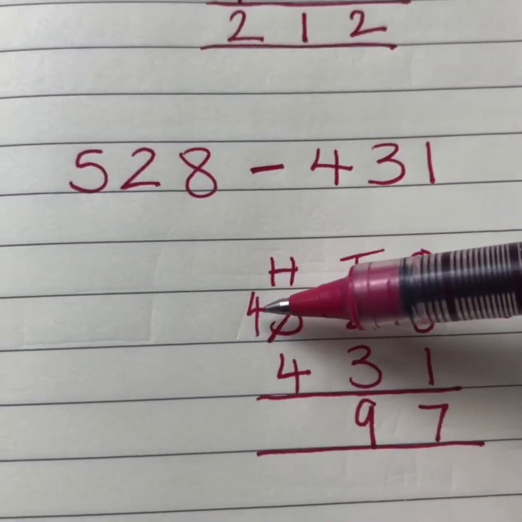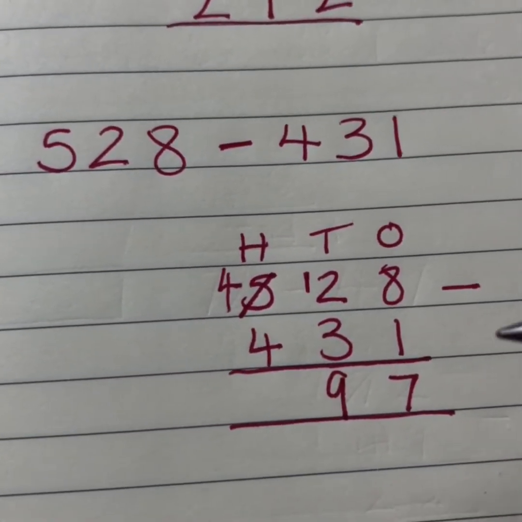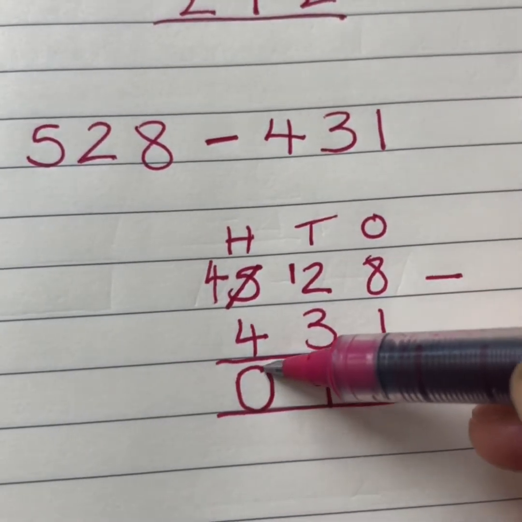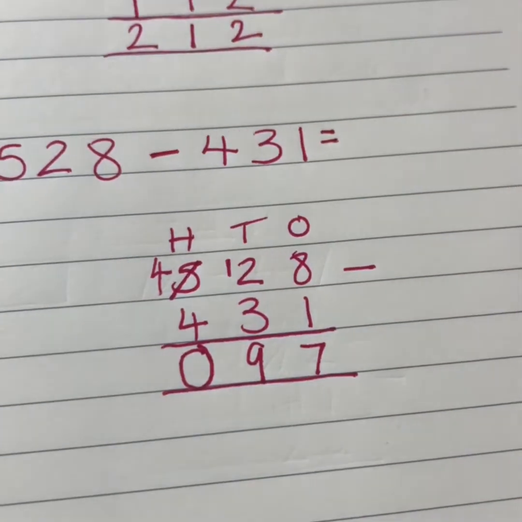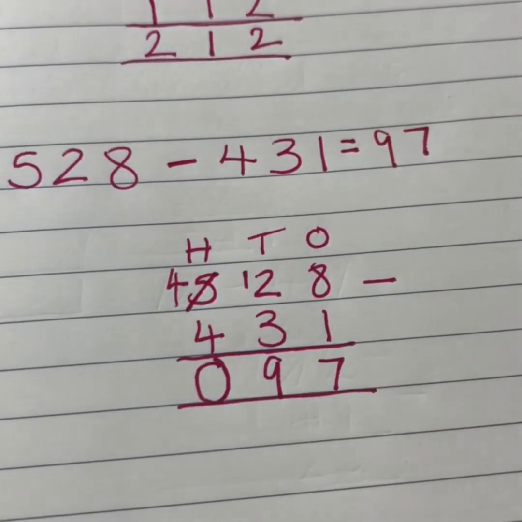And then if we look at this, 400 take away 400. That's nothing. If you want to, you can show that by using a 0, okay? But when we come up to putting it in our answer, we don't put the 0 there, we just put 97, because we've got no hundreds.